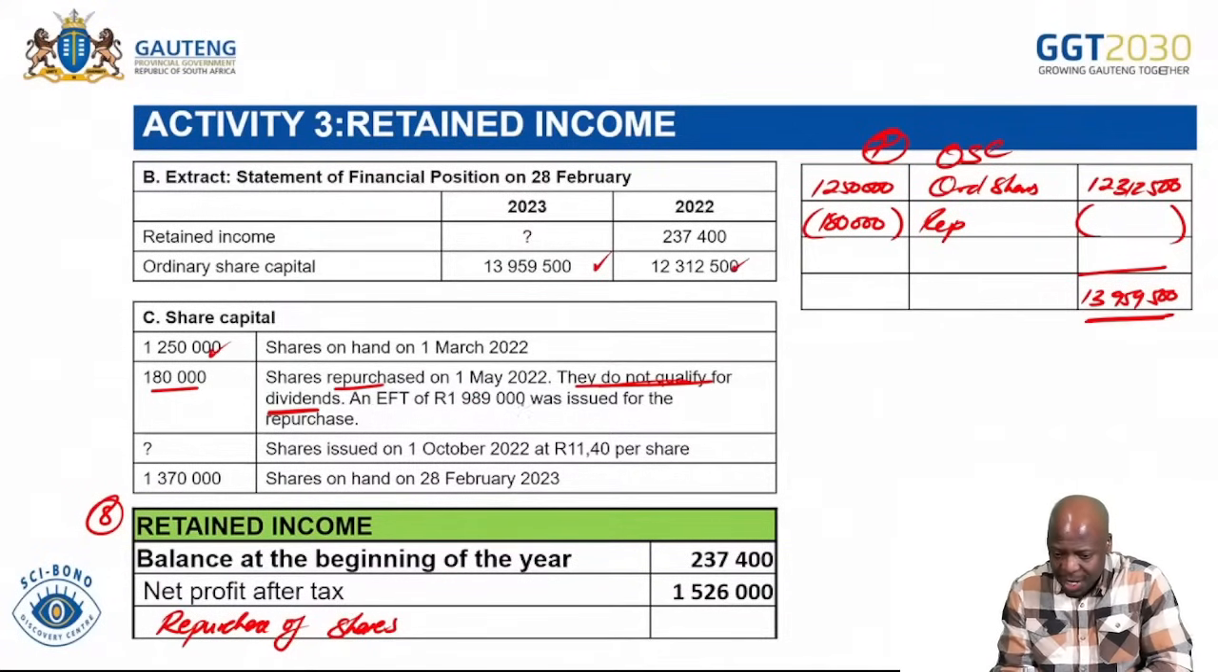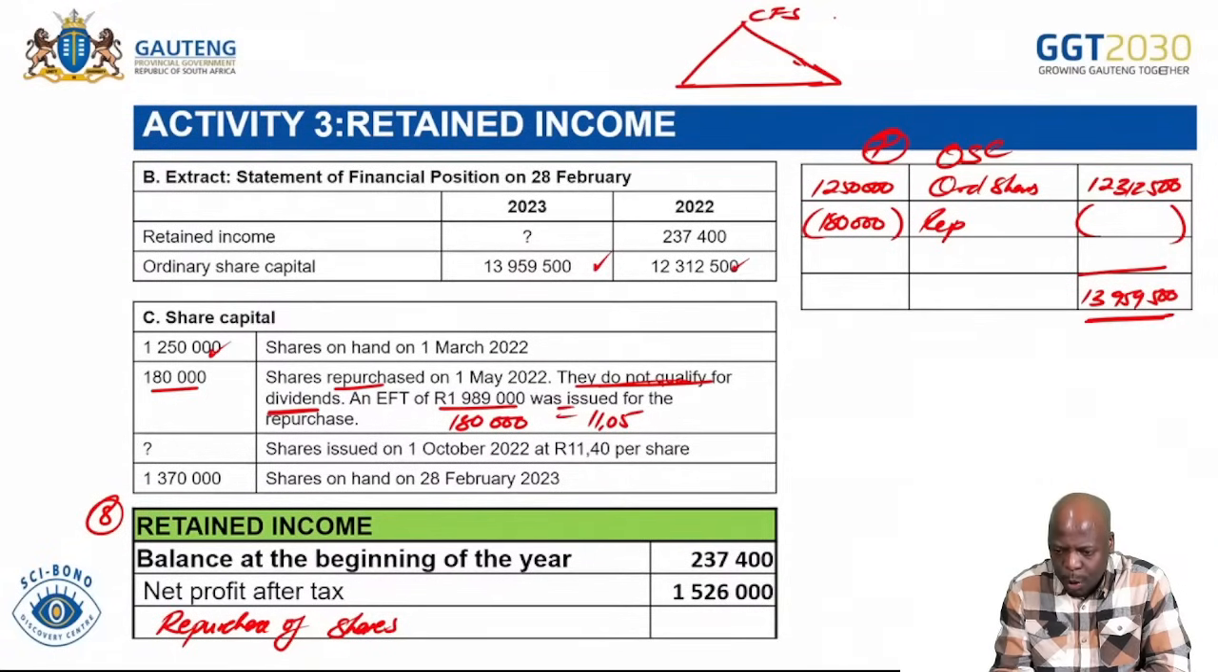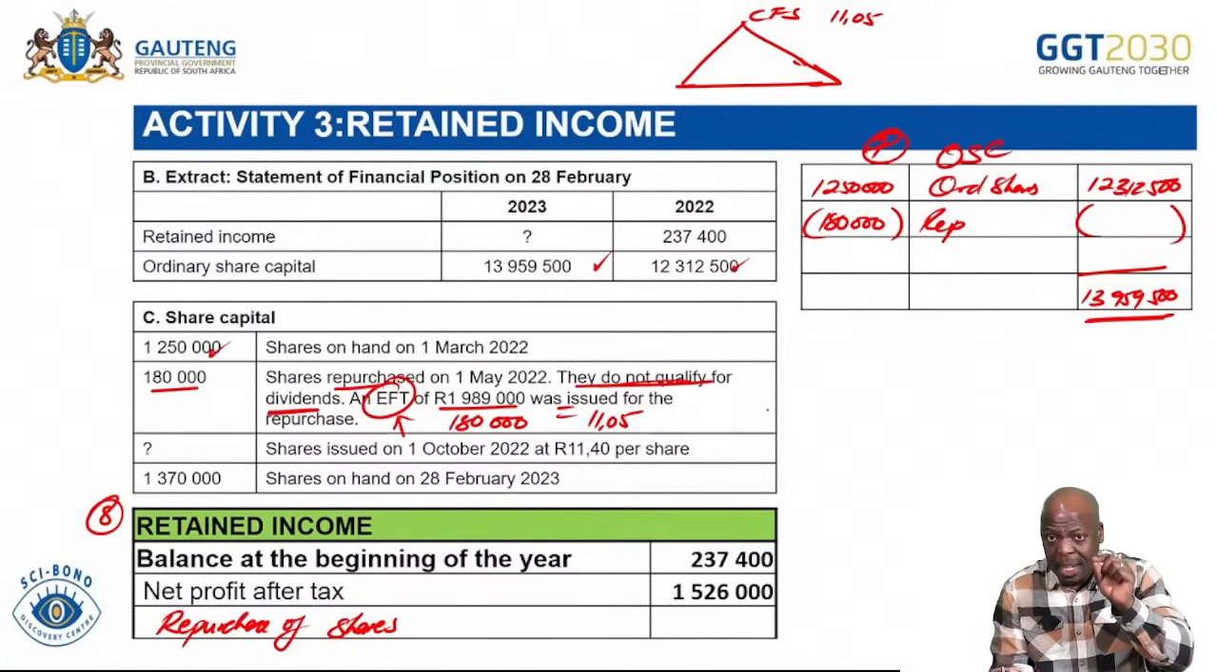An EFT was issued. So if an EFT is already made, that means I can divide this 1,989,000 by 180,000. You still with me? How much am I going to get? 11 rand 5 cents. That means I now know I have my triangle here. Remember the triangle? So at the top is the cash flow statement. What goes to the cash flow statement? 11 rand 5 cents. What has been paid? EFT. You still with me? So remember that when I get to it. 11 rand 5 cents.